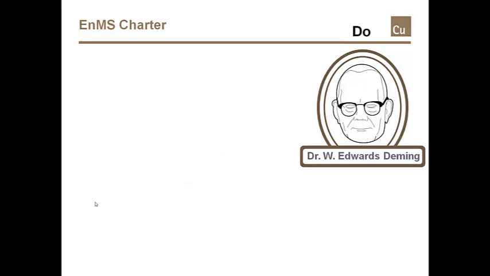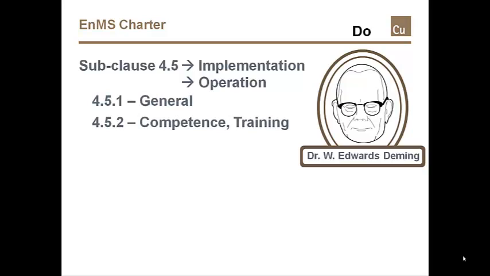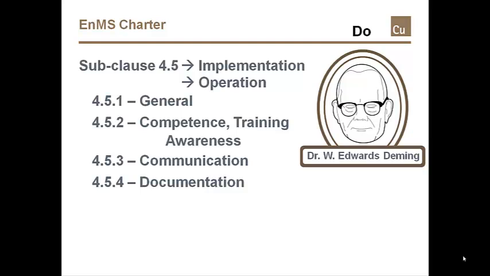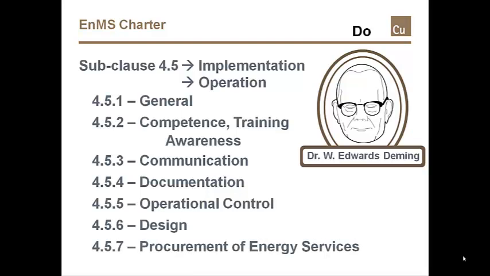Do. Subclause 4.5, Implementation and Operation. 4.5.1, General. Point 2, Competence, Training, and Awareness. Point 3, Communication. Point 4, Documentation. Point 5, Operational Control. Point 6, Design. Point 7, Procurement of Energy Services, etc.